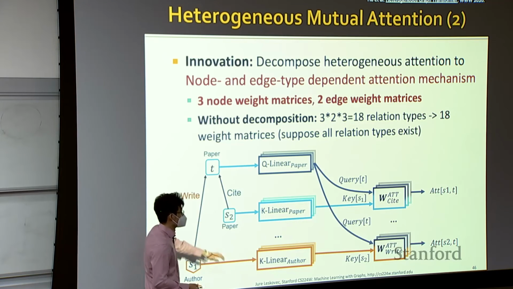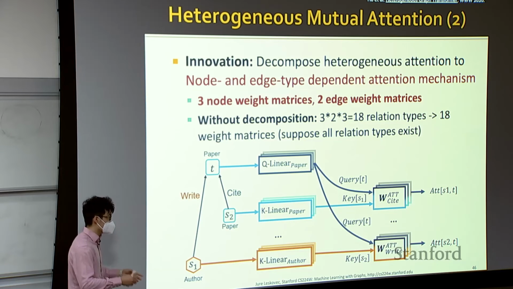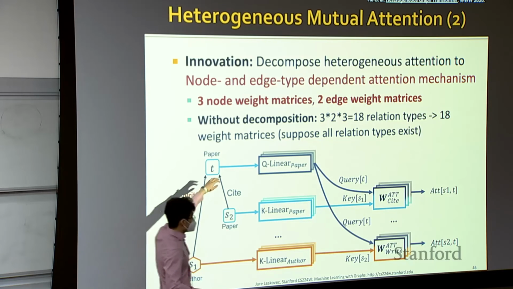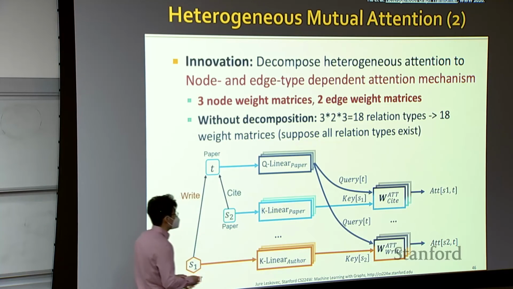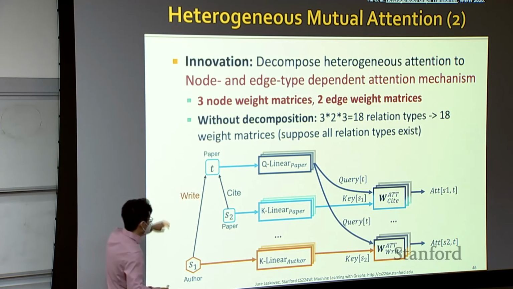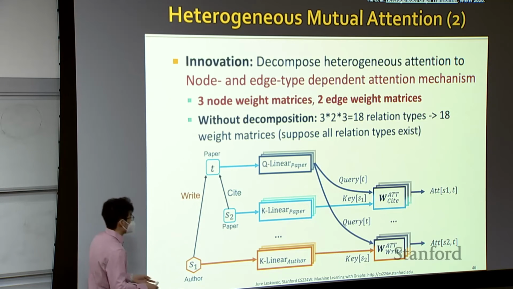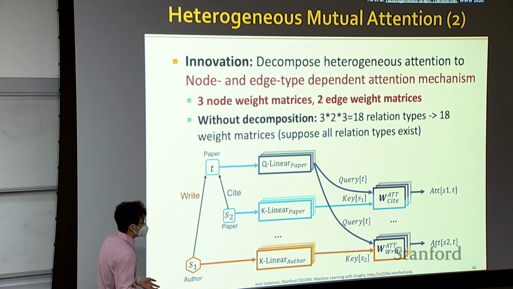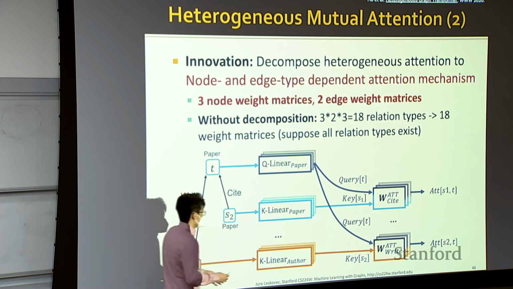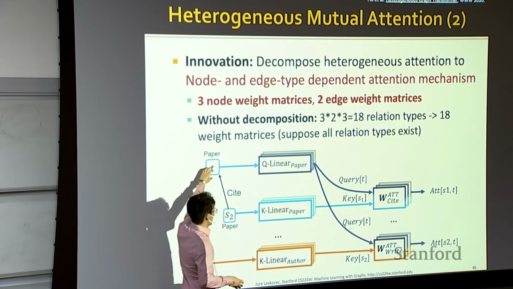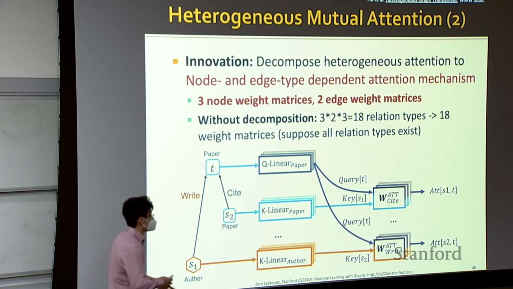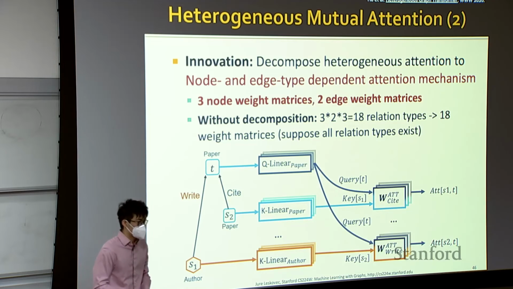Suppose we do not have this decomposition, and we do not break down the relation type into node, edge, and node type. In theory, we could have 3 times 2 times 3, that is 18, different relation types, because we have 3 node types, 2 edge types, and 3 node types, and this number of weight matrices. So really, the idea of HGT is to decompose the tuple and model each component of the node, edge, node relation type separately. This way we can save on the number of weight matrices we use here.